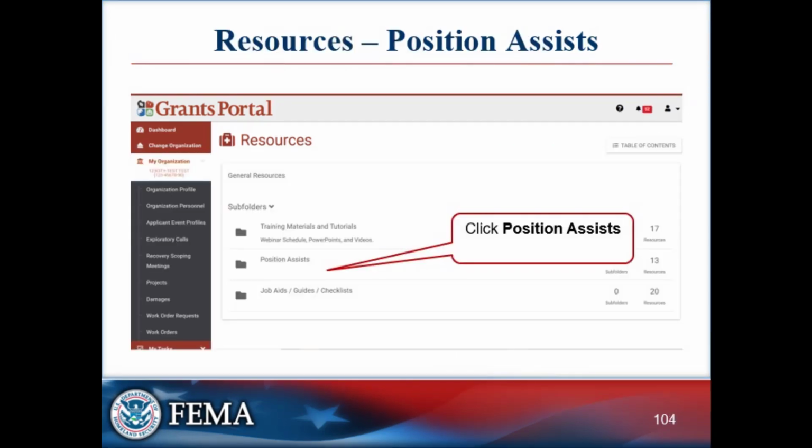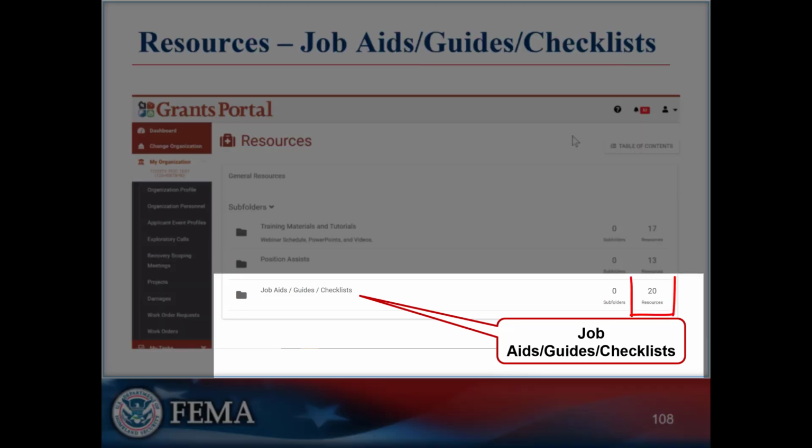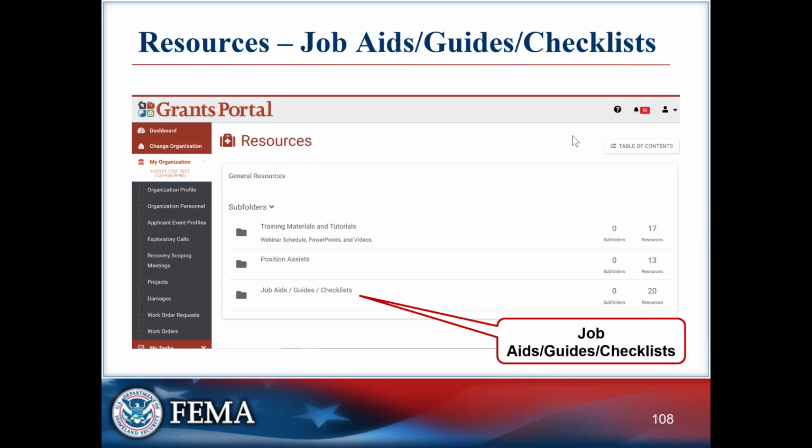The next section of information available to you under resources are position assists. Position assists are basically documents which describe the roles and responsibilities of the various personnel involved in the public assistance grant process. These documents are provided so applicants can better understand the roles and responsibilities of FEMA personnel with whom they interact. Next folder down is the job aids, guides, and checklists. You can see there are 20 resources in this particular folder at this particular time.